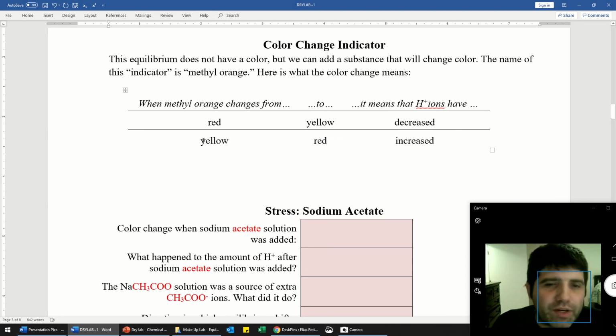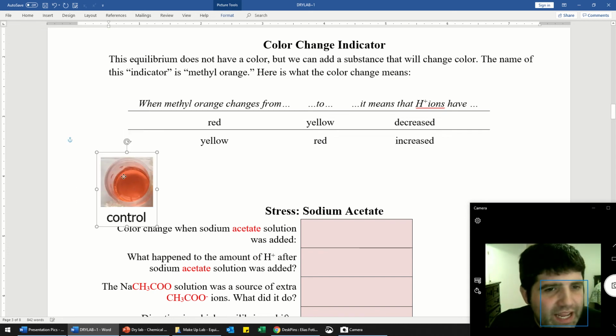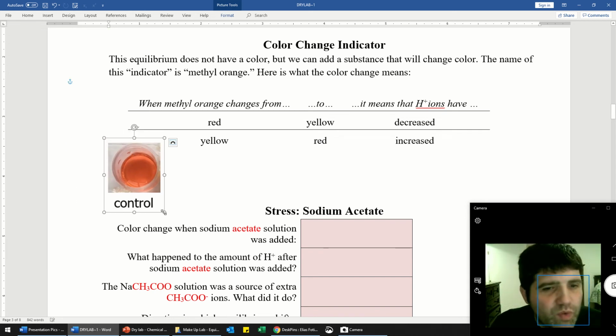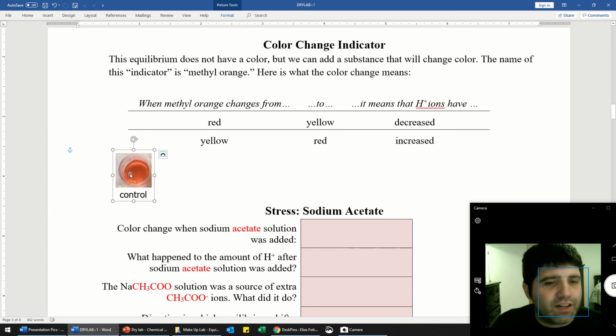When it goes the other way, when it goes from yellow to red, it means that the amount of H+ ions has increased. So let's look at just the baseline one. When you have this with the methyl orange in it, and you haven't disturbed it yet, it has this color, kind of orangey, maybe a little bit of yellow in there. So it has this baseline color.